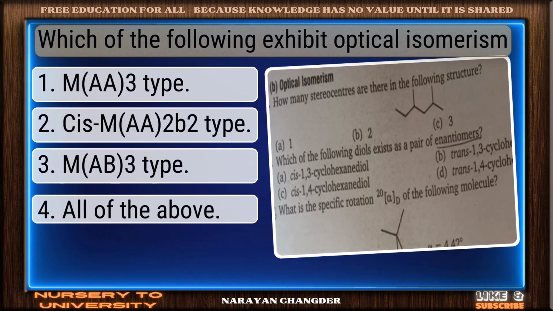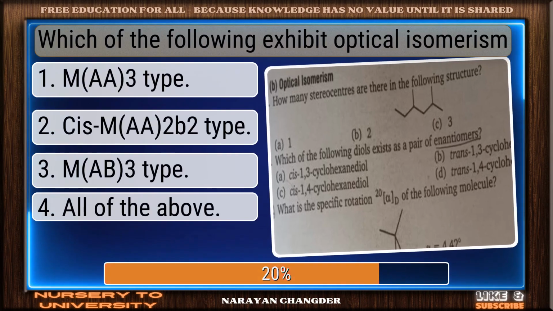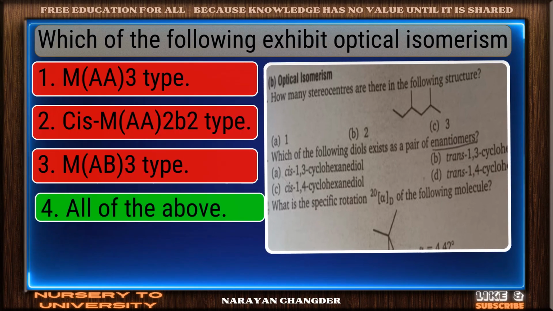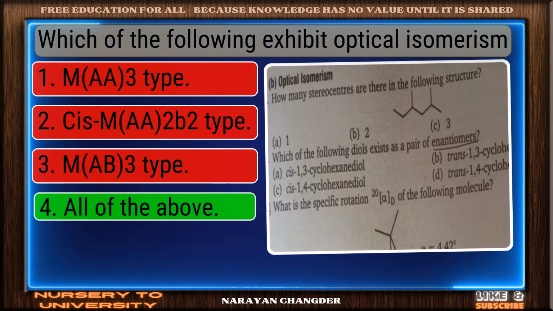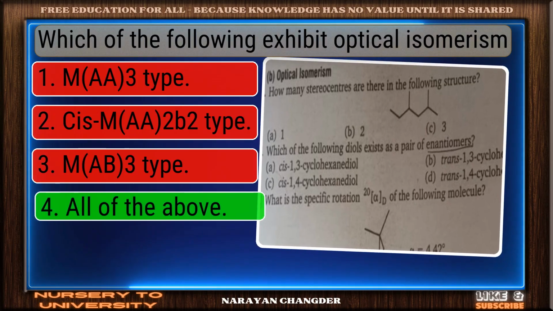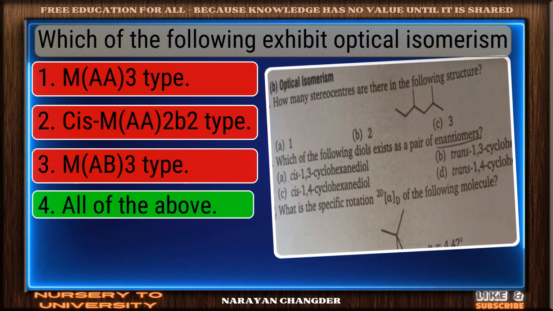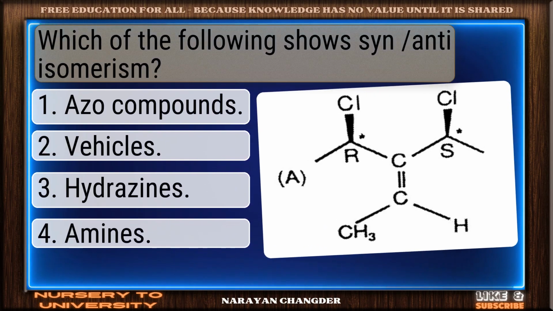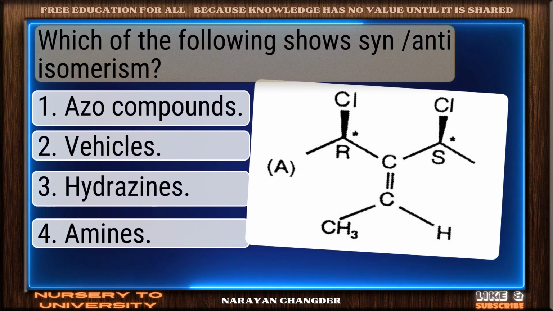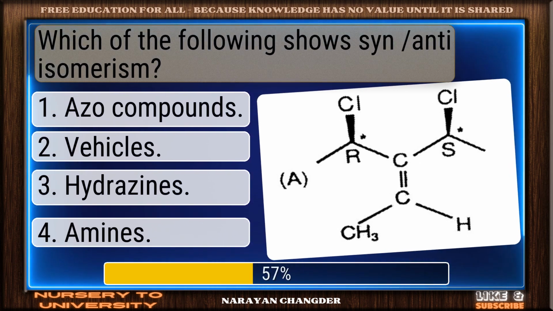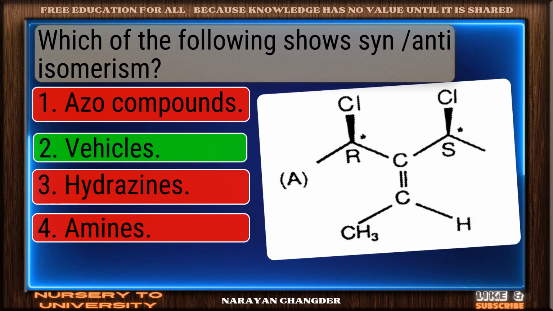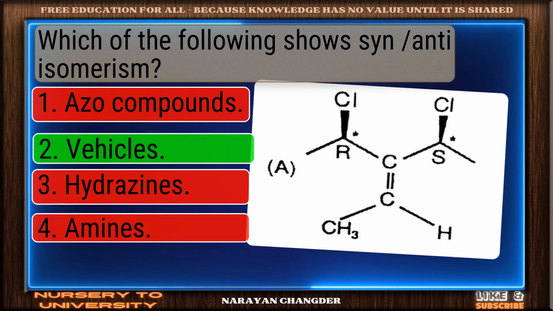Which of the following exhibit optical isomerism? Exactly. All of the above makes sense, and it is the right choice. Which of the following shows cis-trans isomerism? On track, the answer is correct.